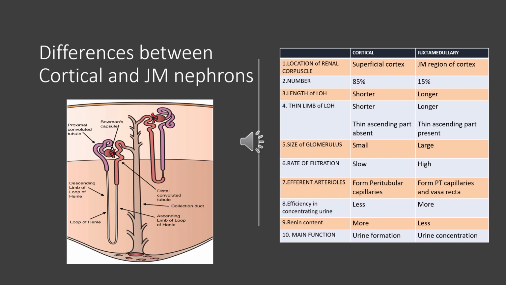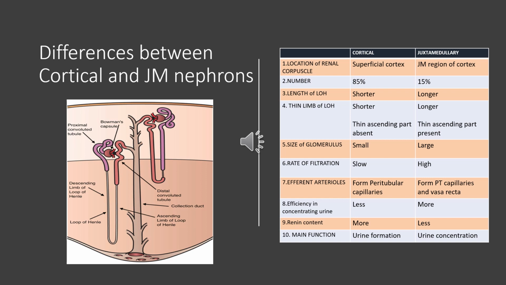Now, the size of the glomerulus. It will be small in cortical nephrons and large in juxtamedullary nephrons. The rate of filtration is higher in juxtamedullary nephrons. Efficiency in concentrating urine is more in juxtamedullary nephrons. The renin content is more in cortical nephrons, and the main function of the cortical nephron is urine formation, and of the juxtamedullary nephron is urine concentration.